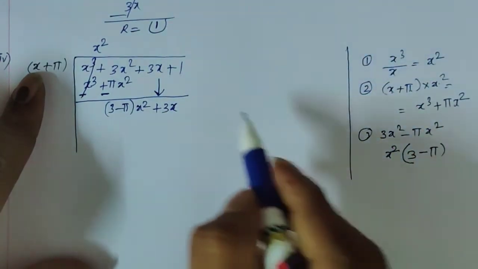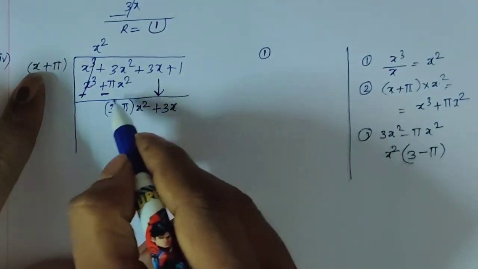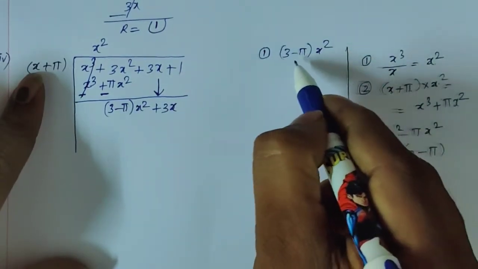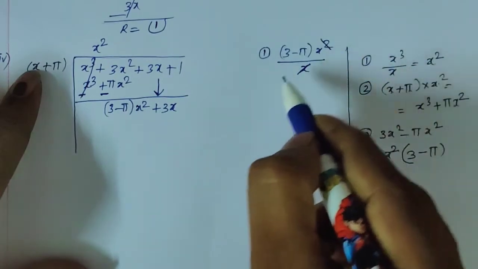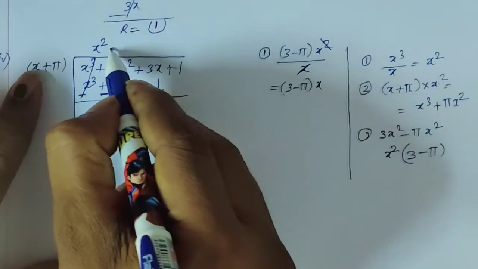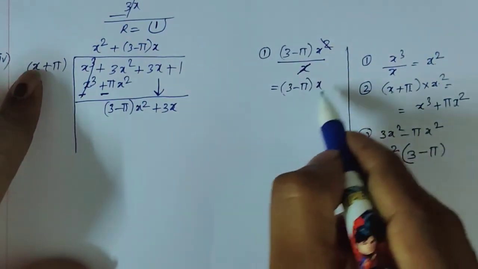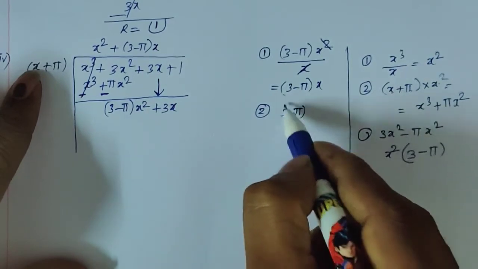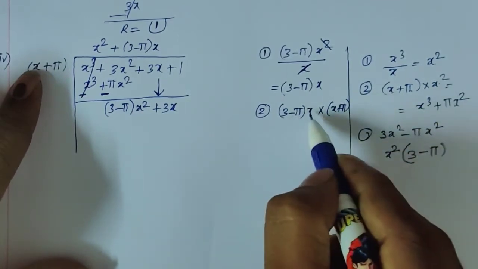Again here you have to start with the first step, the first term in the dividend. What is it? The first term in the dividend is 3 minus pi into x square, which should be divided by the first term in the divisor. So x square gets cancelled, you will get 3 minus pi into x. This is the quotient term. Now with this you need to multiply the divisor. So 3 minus pi into x into what is the divisor here? X plus pi.